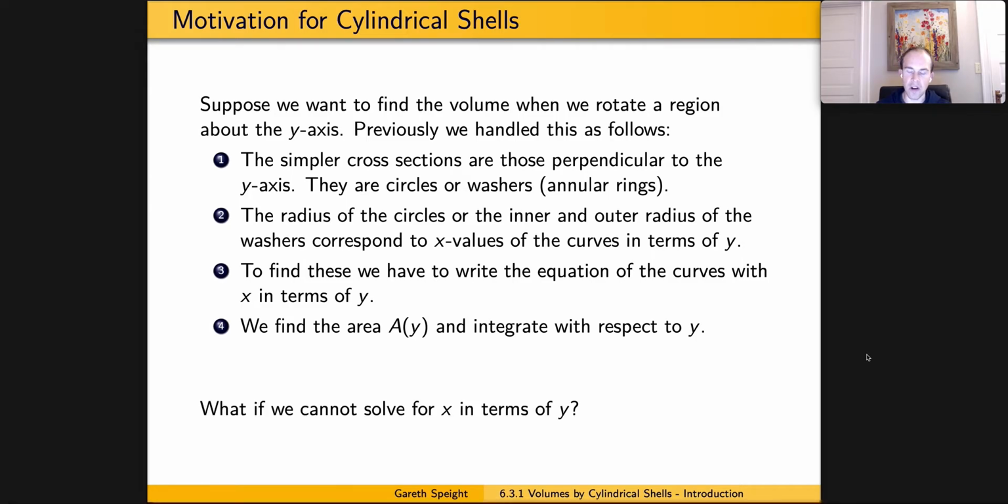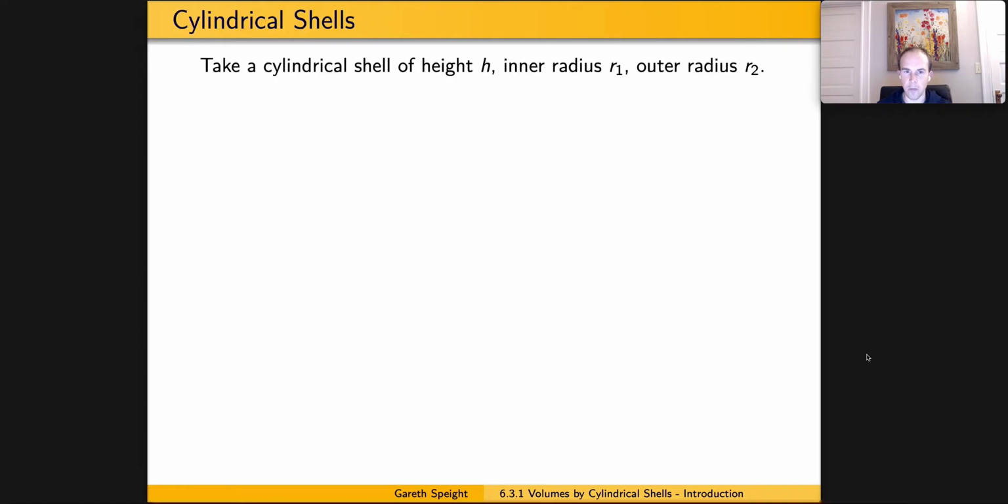So the question is now, what if we can't solve for these radii x in terms of y? Suppose we had some curve, y equals f of x, and it's a pretty complicated equation or not something that we can easily solve to put x back in terms of y. What should we do? In that case, we need another method. So that's going to be the method of cylindrical shells. So let's see how it works.